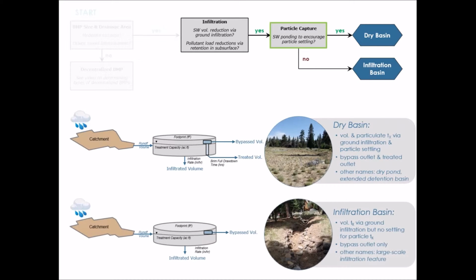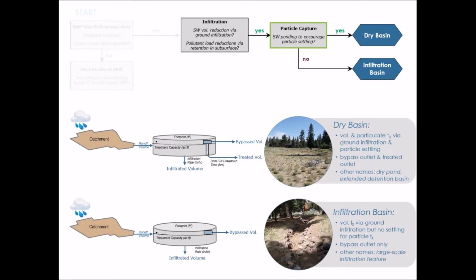BMPs that infiltrate stormwater but don't retain flows in a pond are classified as infiltration basins. Infiltration basins are flow-through basins with highly permeable substrate, such as aggregate or rock, and little to no surface detainment storage. There is no engineered treatment orifice, only a bypass outlet, and vegetation is minimal and preferably absent to preserve the relatively high infiltration rates.